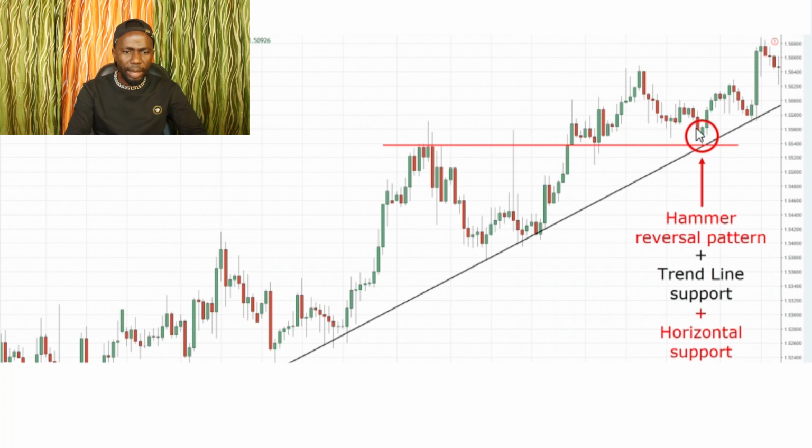So once the price makes a pullback to the trend line and then ends up with a rejection, you simply wait for the candlestick that caused the rejection to close for you to place a buy trade. So this is what we call a hammer. So whenever price makes a pullback to the trend line, don't rush to buy.